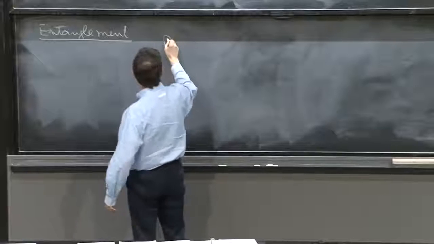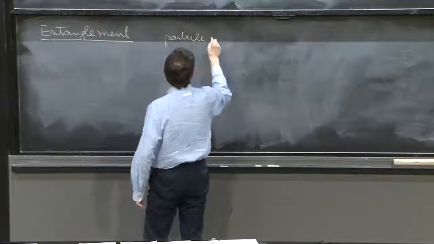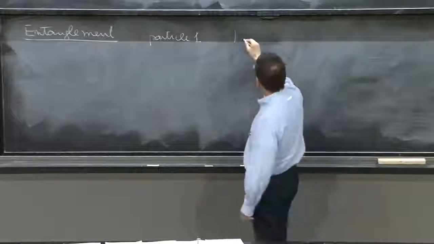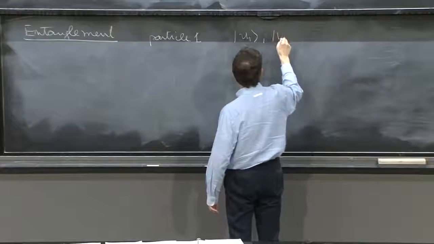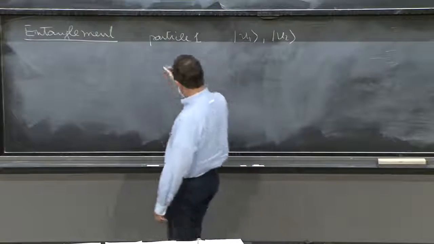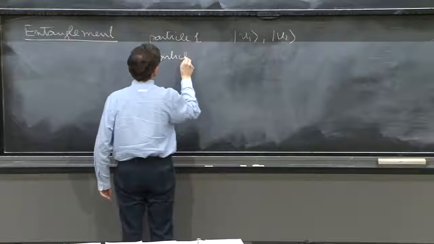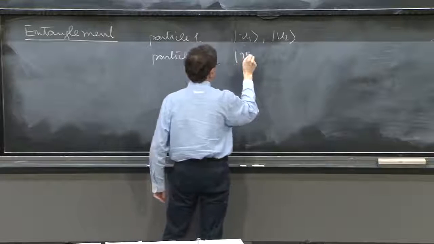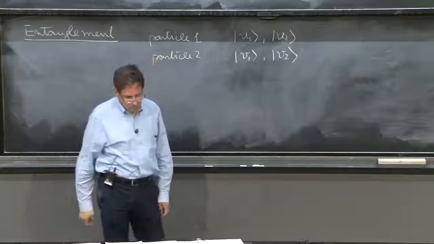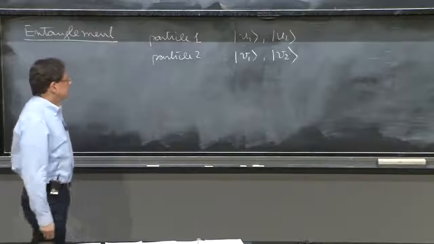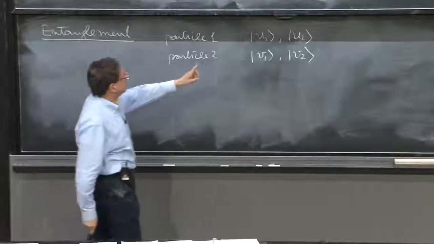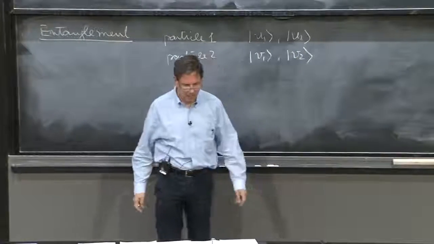Suppose particle 1 can be in any of these states, U1, U2. Let's assume just U1 and U2. And particle 2 can be in states V1 and V2. And you have these two particles flying around. These are possible states of particle 1 and possible states of particle 2.